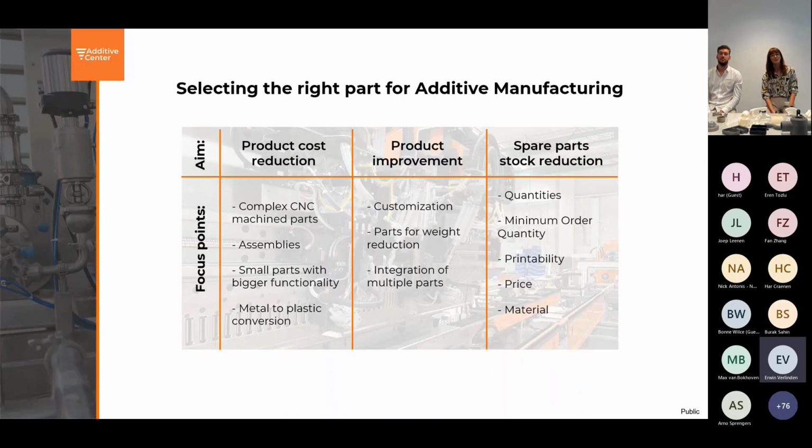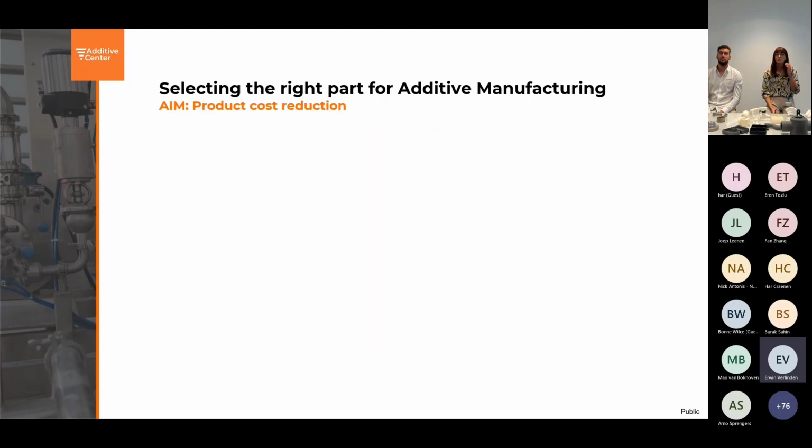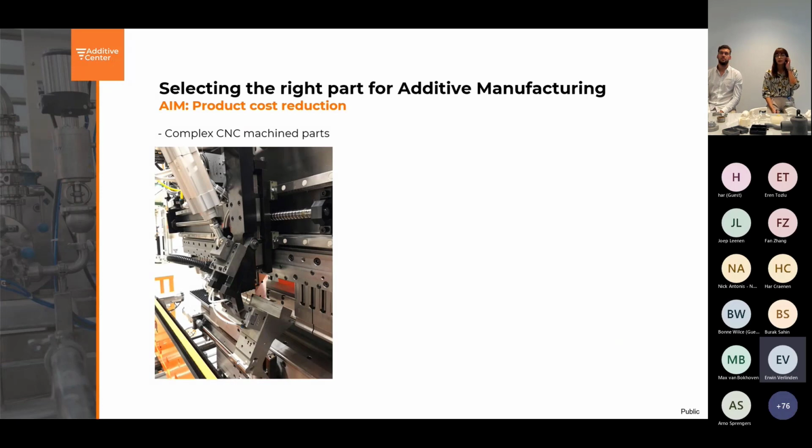However, to make it easier for you, from our experience, we summed up here several points, and they are on the basis of the aim you want to achieve by using additive manufacturing. So if the aims are product cost reduction, product improvement, or spare parts stock reduction, there are different points that you focus on to choose the right part. So, for example, for product cost reduction, there are focus points of choosing complex CNC machine parts, like the tool holder that we presented before.